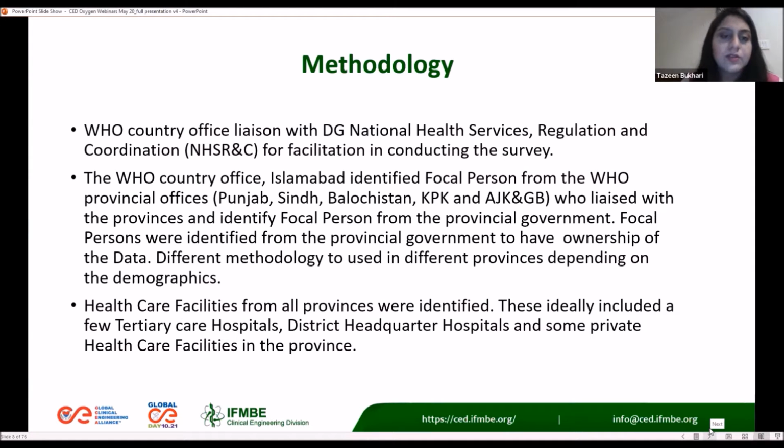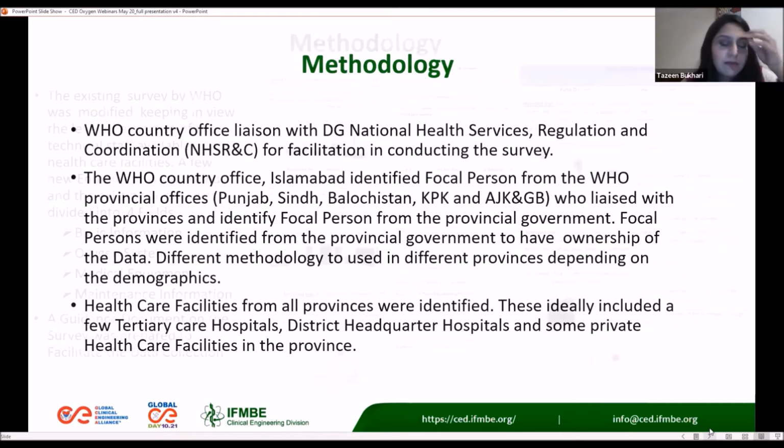So, to conduct the survey, the WHO regional office was involved in the country also. They liaised with the DG National Health Services Regulation and Coordination for facilitation of the survey. Focal persons were identified from the WHO offices in the provinces and also the government in all provinces, because we wanted to give them ownership of the data. Health facilities from each province were identified. They were mostly tertiary care hospitals, district level hospitals, and some private care facilities. Next slide.